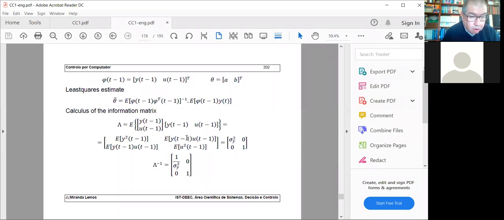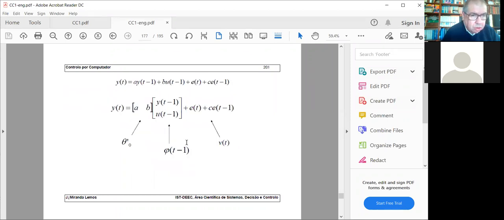Now, the off-diagonal elements, they are equal because I can interchange y of t minus 1, u of t minus 1, and write it as u of t minus 1, y of t minus 1. So they are equal. Okay? And furthermore, you see, furthermore, y of t minus 1. Let's look at the model. Go to the previous page.